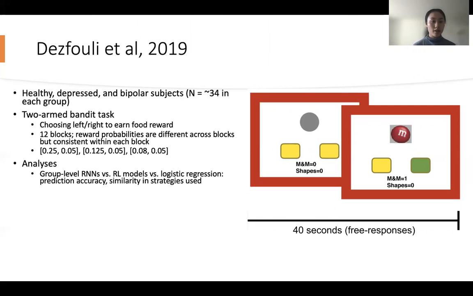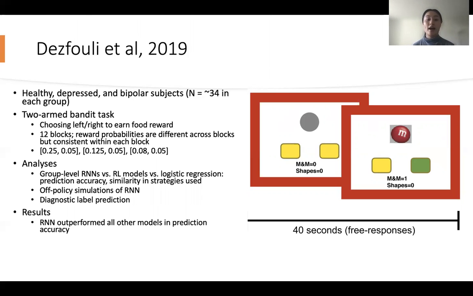For the analysis, they fitted a group-level RNN, so they fit an RNN to the entire healthy population. They also fit different kinds of reinforcement learning models, and then compared these two kinds of models with logistic regression to predict the accuracy of choices and also the similarity in strategy use. Then they used off-policy simulations to interrogate the RNN to figure out what exactly the RNNs learned of participants' behavior. Finally, they used RNNs to predict the diagnostic labels.